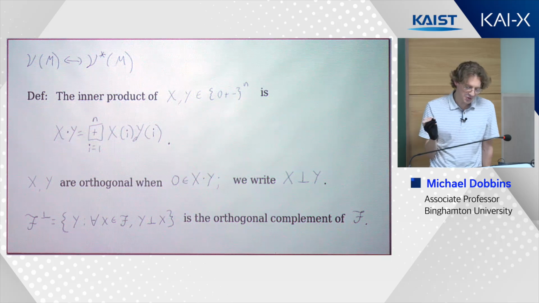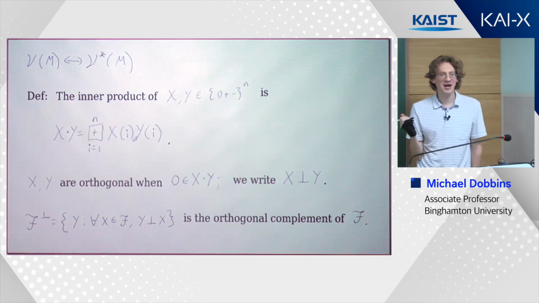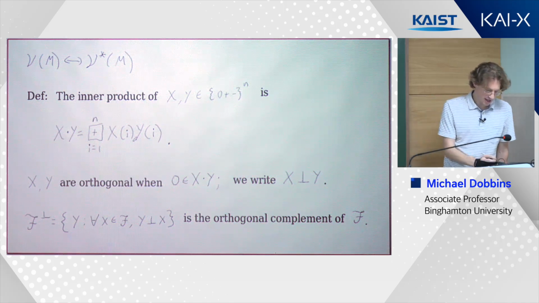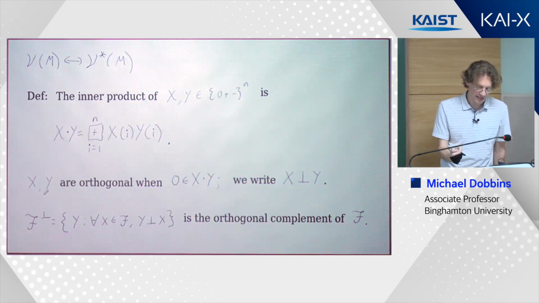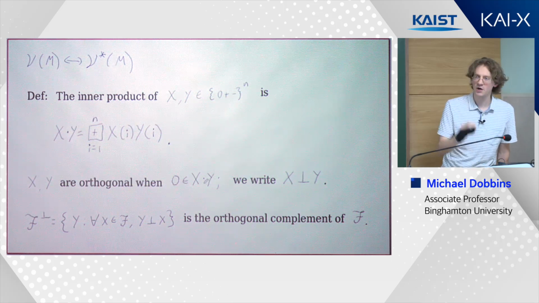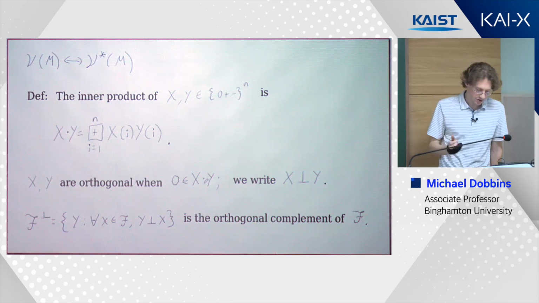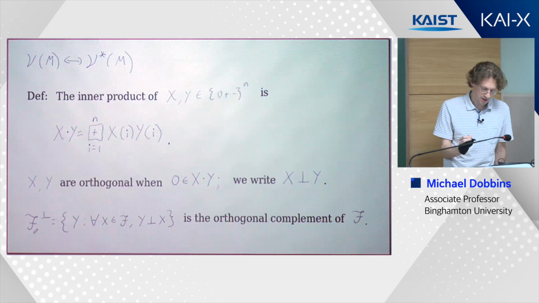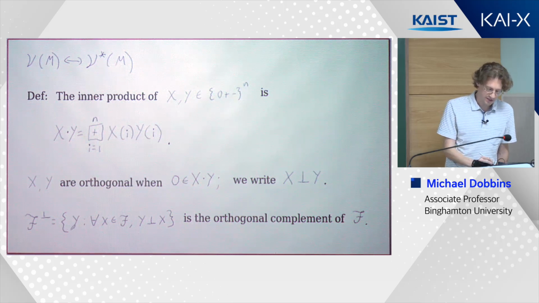And now this gets a little bit weird, because when we take the dot product, we don't get a single value, we get a set of values. So we say x and y are orthogonal as long as 0 is an element of the dot product. But it could consist of other things. And then we can look at the orthogonal complement of a set of vectors as just the set of everything that's orthogonal to each of the vectors in that family.